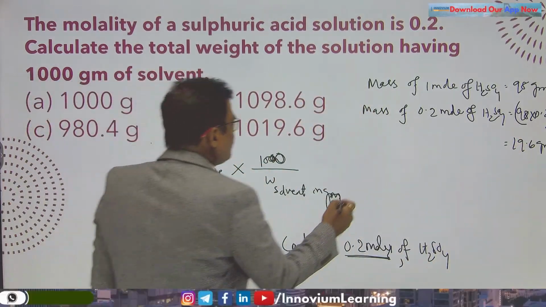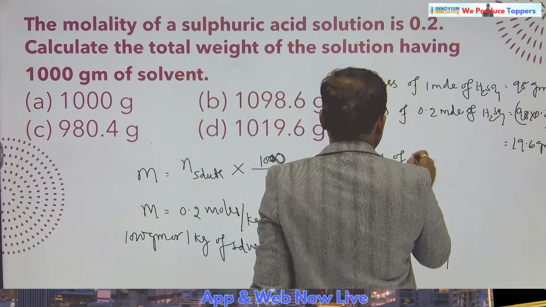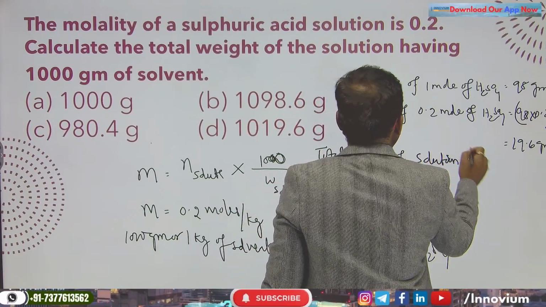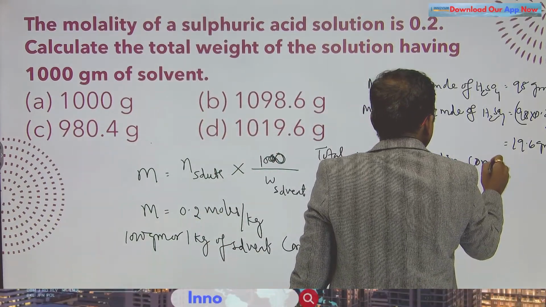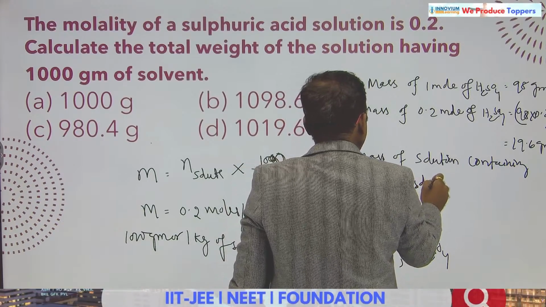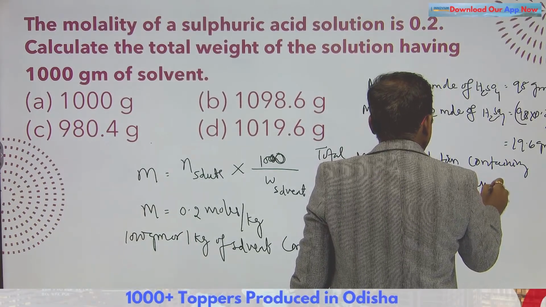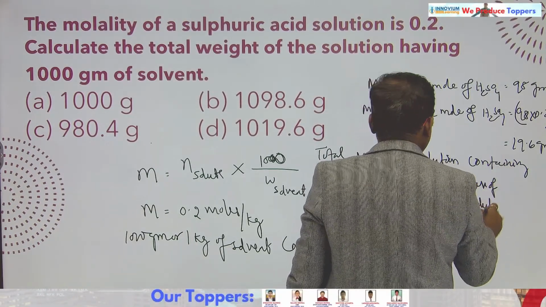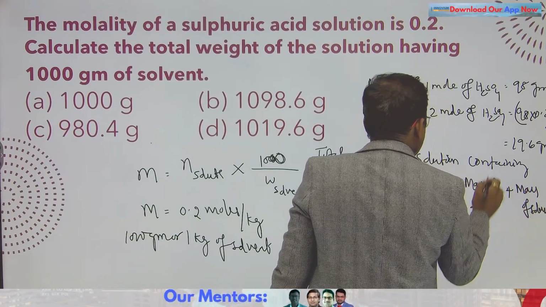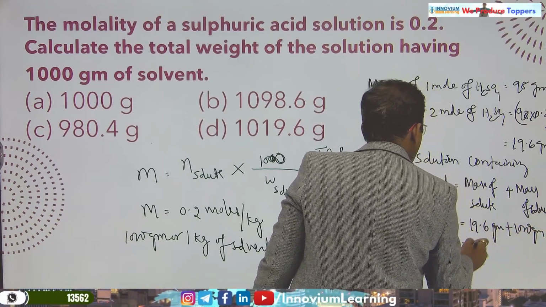Then what is the mass of solution? Or you can say total weight of the solution, total mass of solution containing 1000 gram of solvent, is equal to what? That is the mass of solute plus the mass of solvent, which is nothing but 1000 gram. So this is 19.6 gram plus this is 1000 gram. So how much is it coming?